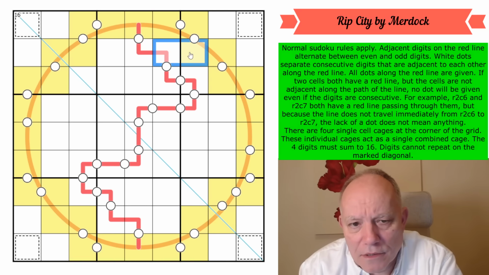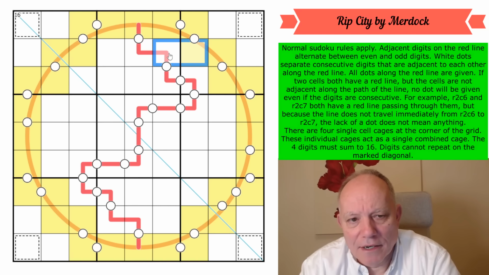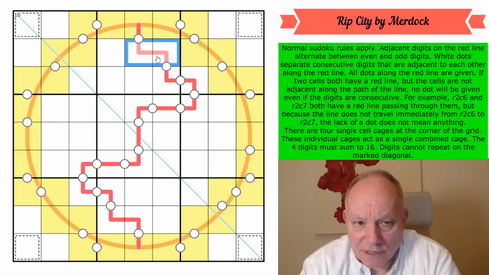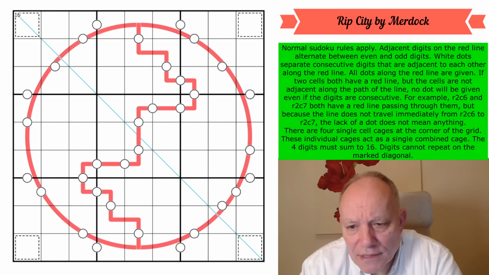Now, it does clarify the rule. These two cells, if they were consecutive, would not get a white dot because they're not on the same red line. They're not connected by a red line. Whereas these two, if they were consecutive, would get a white dot, and they don't. So they are not consecutive. So that's how it works. And I think that's understandable.